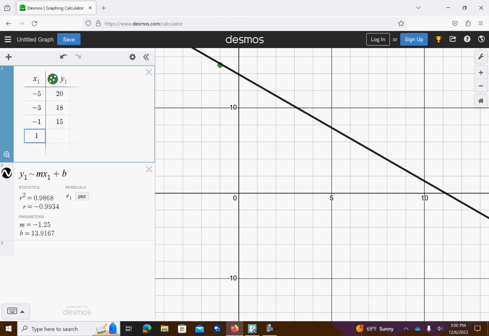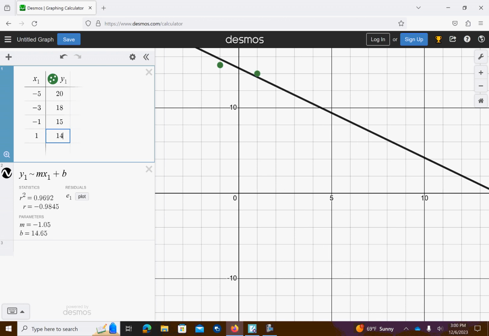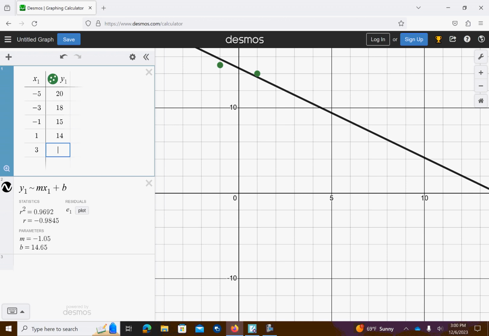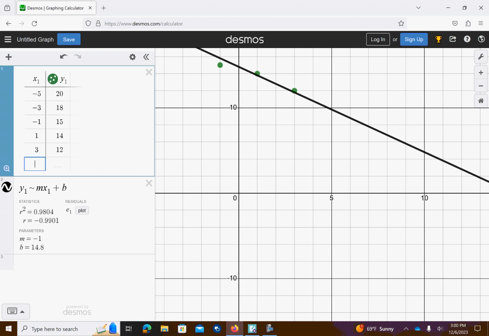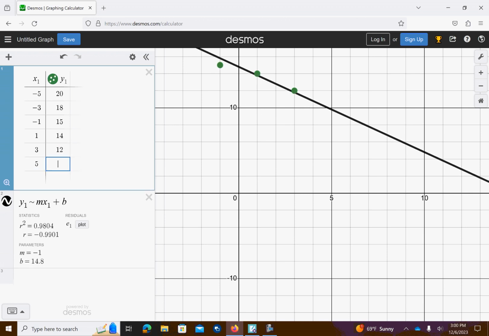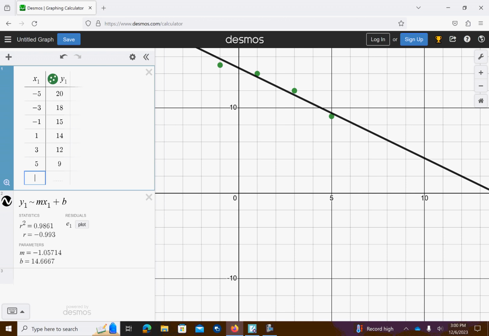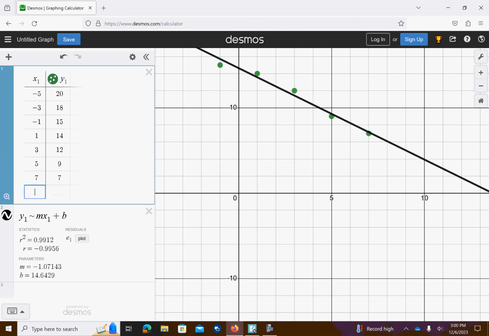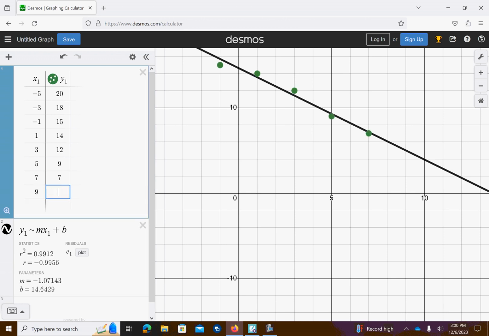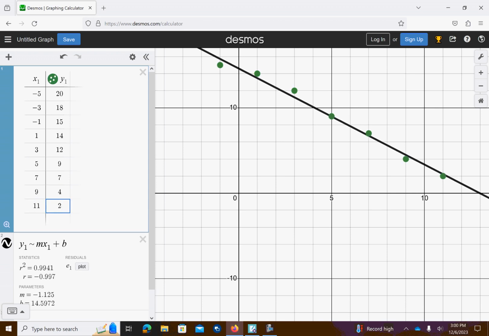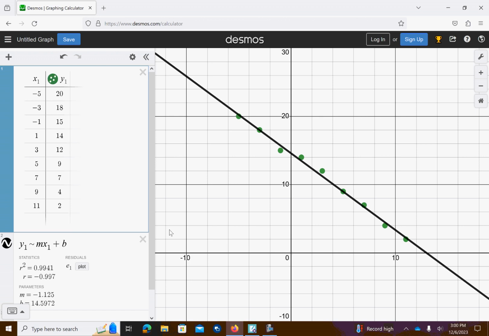Oops, sorry, 1 and 14, 3 and 12, 5 and 9, 7 and 7, 9 and 4, 11 and 2. Okay, and if you hit the little plus button, it'll show you more of what your graph looks like.